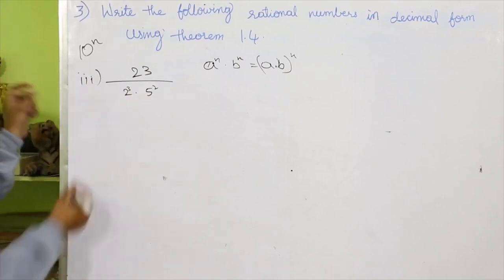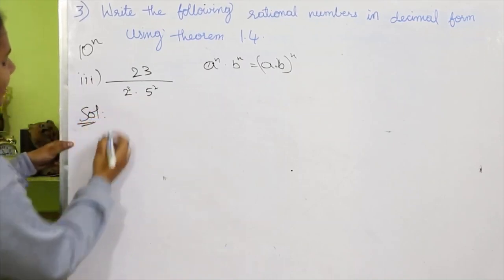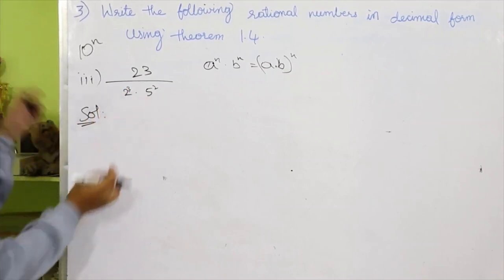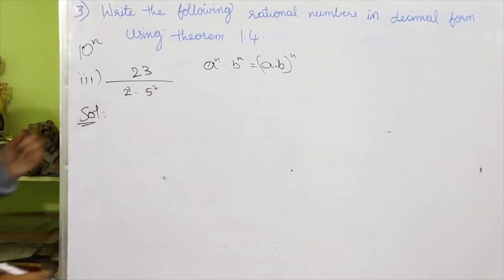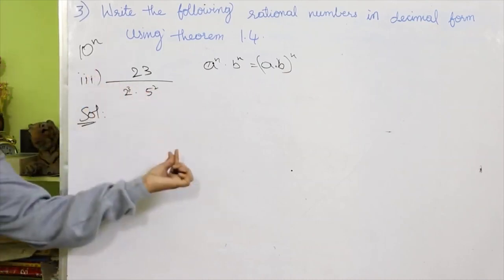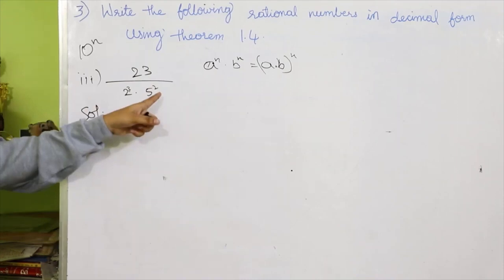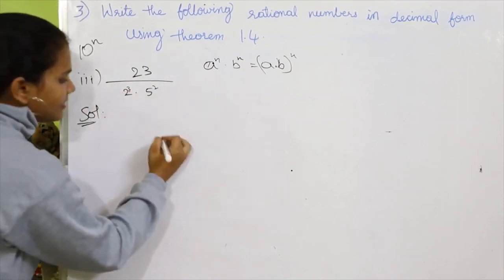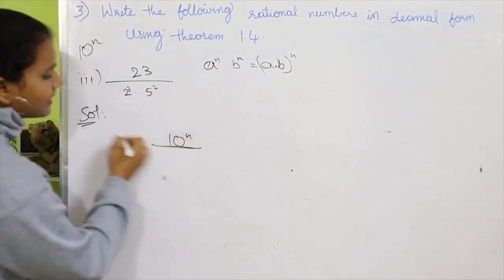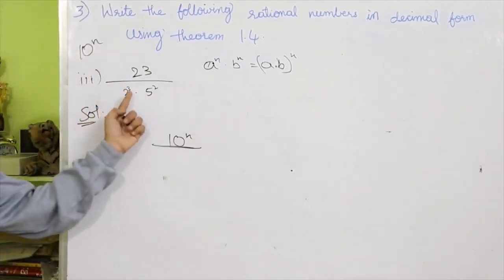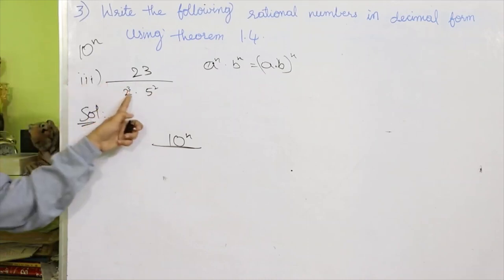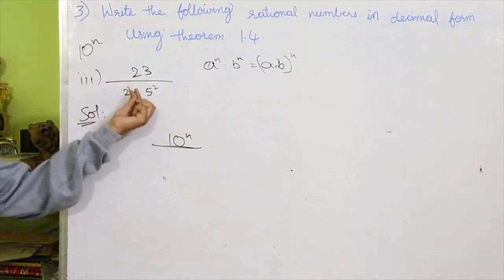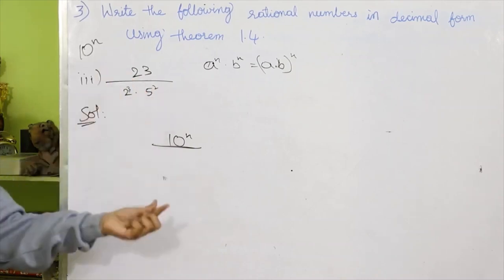Here you have 2 cube, and here you have 5 square. The powers should be equal. If the powers are equal, then I can write this in the form of 10 power n. But the powers are different: here you have cube, here you have square. Either I must change 2 power 3 into square, or 5 power 2 into cube.